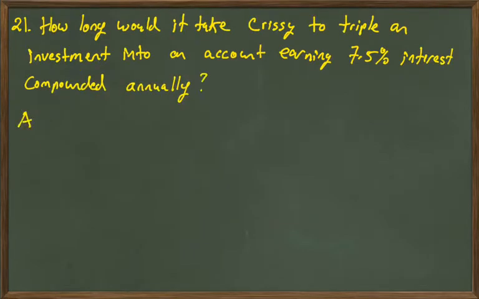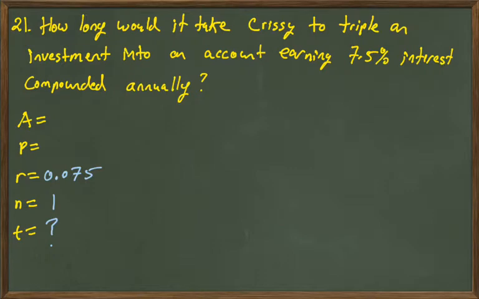Okay, so this time it says, how long would it take Chrissy to triple an investment into an account earning 7.5% interest compounded annually? Okay, so future value, present value, interest rate, number of compounds, and time. So it does ask how long it would take, so that's asking for a time. Our interest rate is 0.075, and compounded annually is 1.